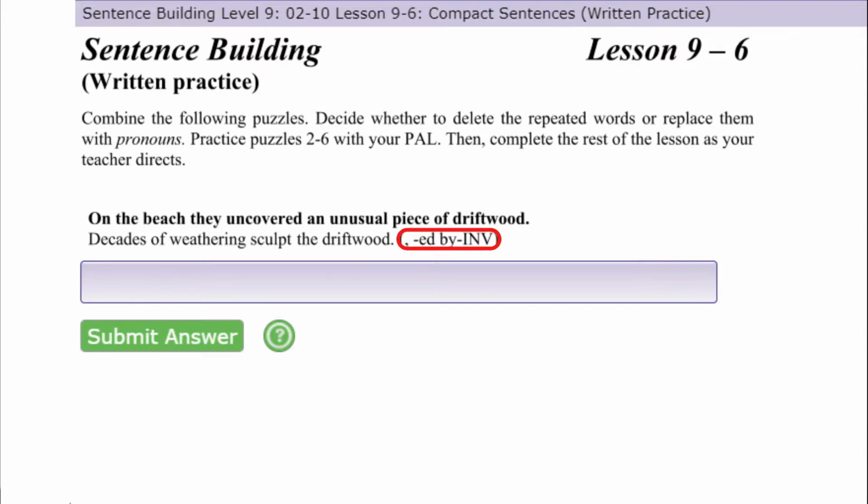Begin by moving the comma signal in parentheses in front of the sentence it follows. The next signal in parentheses tells us to change the ending of the verb in the signal sentence so it ends with ed. The final signal in parentheses tells us to invert the location of the subject and object of the signal sentence. In this puzzle, we swap the places of decades of weathering and the driftwood.